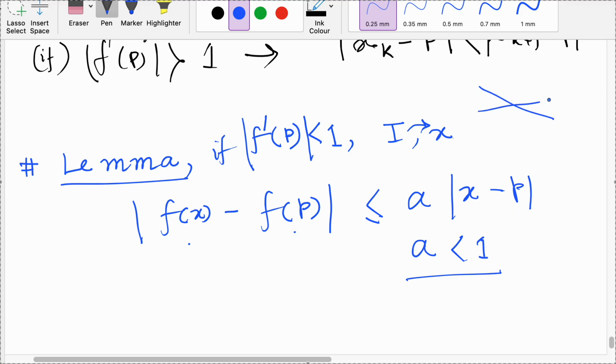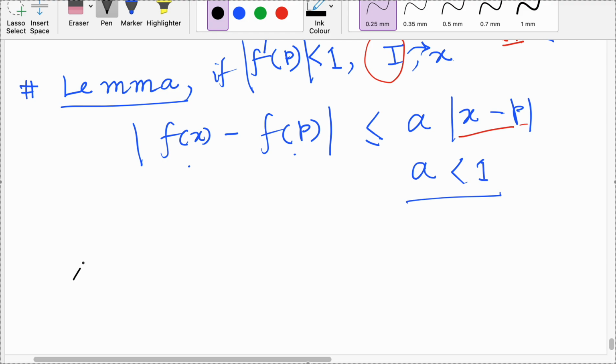Suppose this is the point p and this is the open interval, and you take some point x here, so the distance between x and p is |x - p|. If |f'(p)| is less than 1, then there exists an open interval, and every point from this interval will satisfy this equation. This is the lemma, so let us prove that. The proof is very simple.